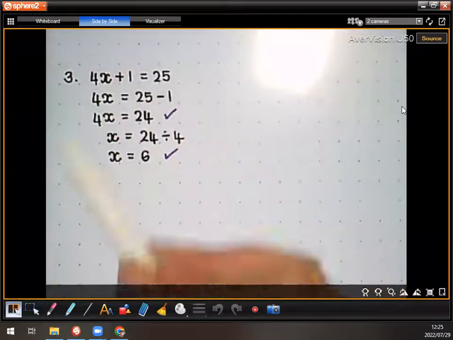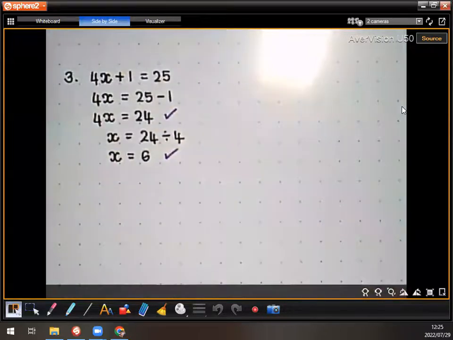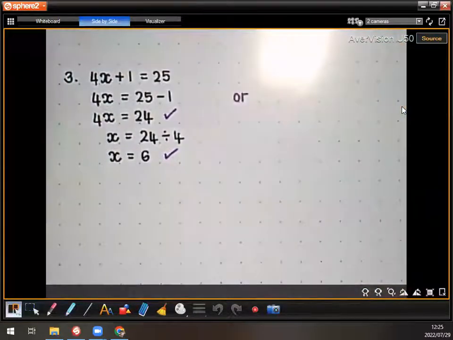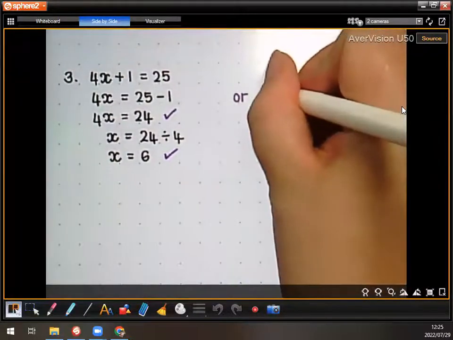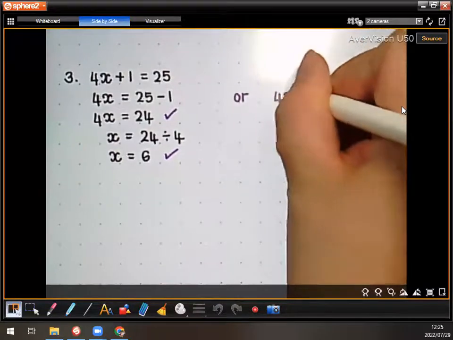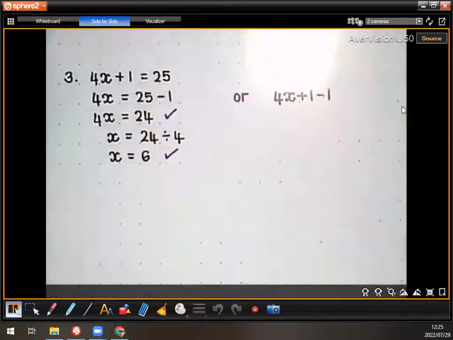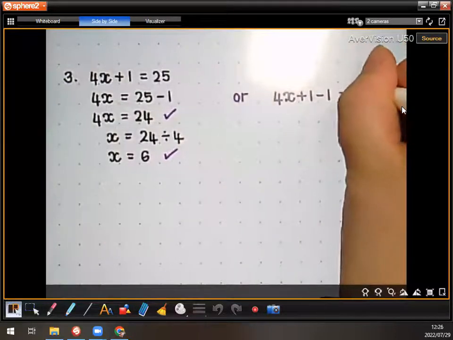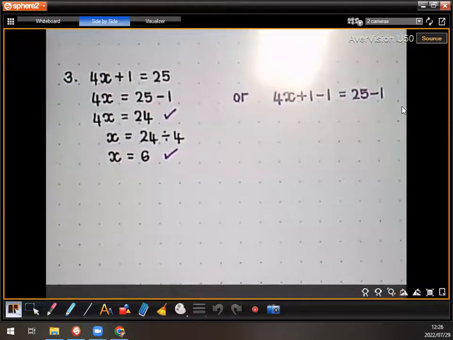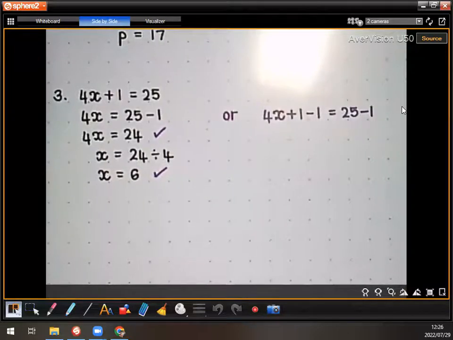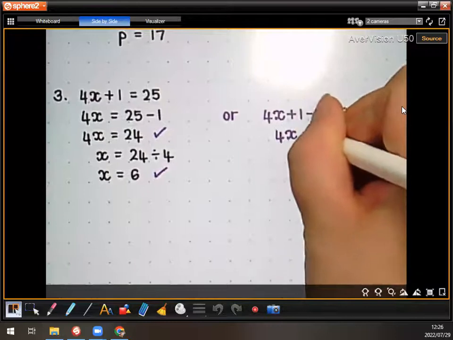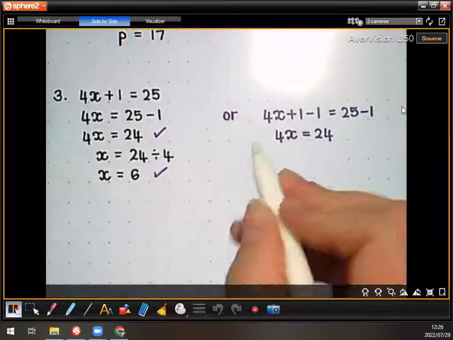Okay, guys, this was method 1. Basically thinking, what am I doing to x? And then doing the opposite on the other side. But you also could have used the second method, which is where you are showing 4x plus 1. If I want to get rid of that plus 1, I need to minus 1. And I must then do the same thing on the other side. Right? So you then get 4x is equal to 24, which is exactly the same as what we got here.